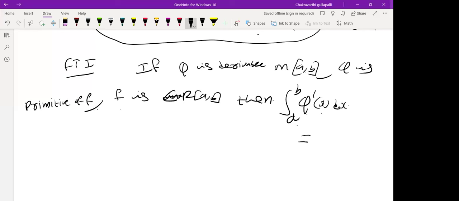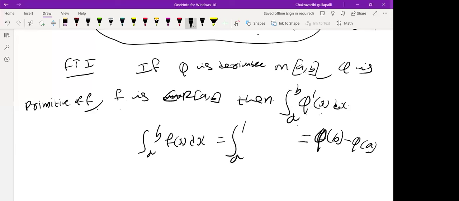Then the integral from a to b of phi dash x dx is phi b minus phi a. What is phi dash x? It is f x. Because phi is a primitive, f is integrable, so I can talk about this. Because it is a primitive, f x is nothing but phi dash x, so the integral is phi b minus phi a.